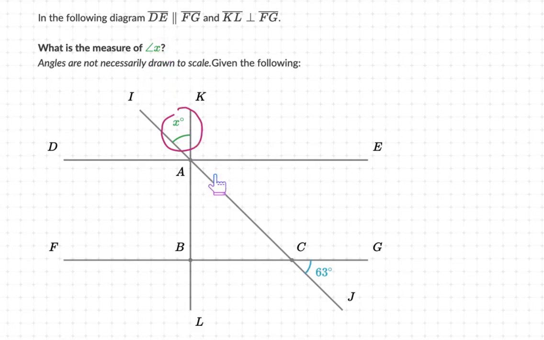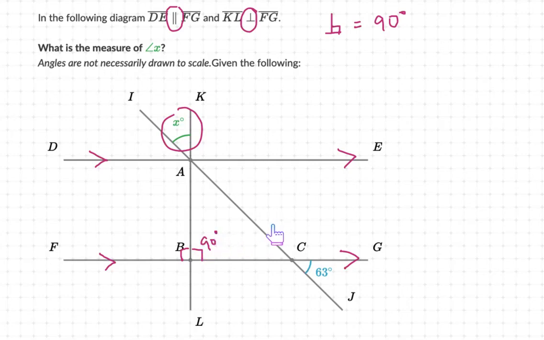Immediately what I'm going to do is read the directions and see if I can create a triangle. Line DE is parallel to line FG, so we know these two are parallel lines. And KL is perpendicular, and that means it's going to make a 90-degree angle. KL is perpendicular to FG, so these make perpendicular 90-degree angles.